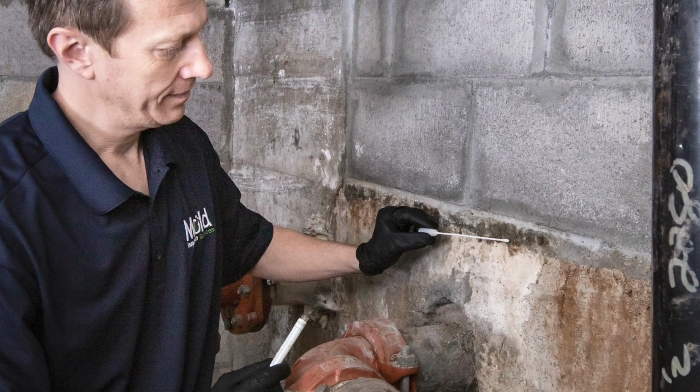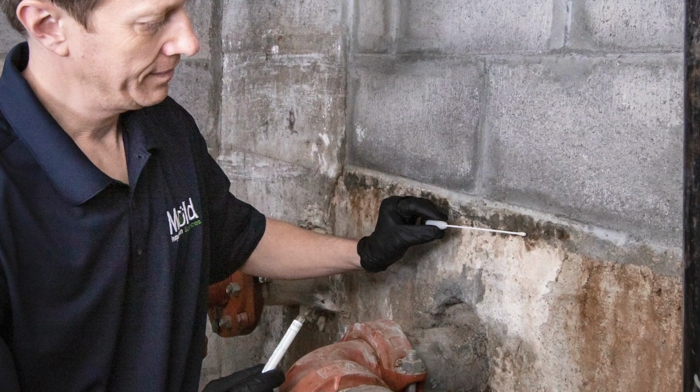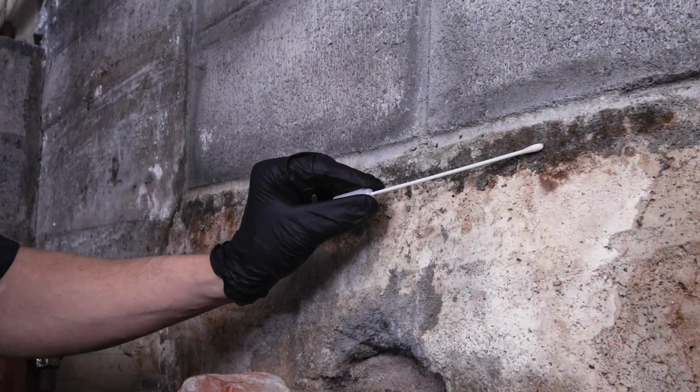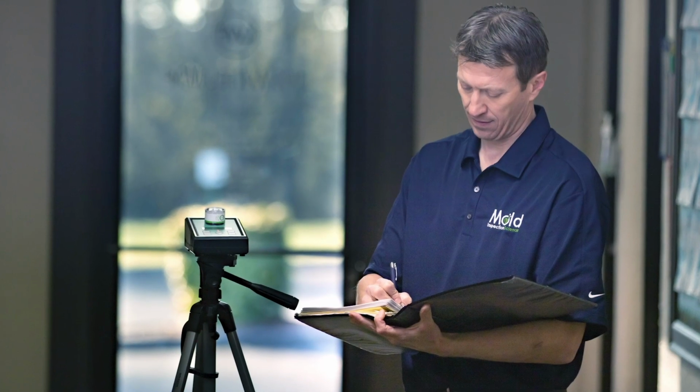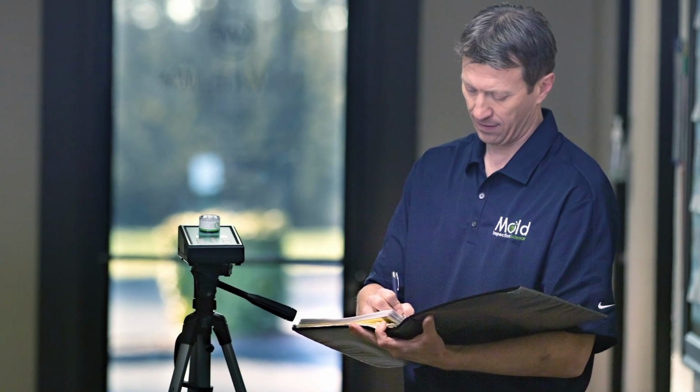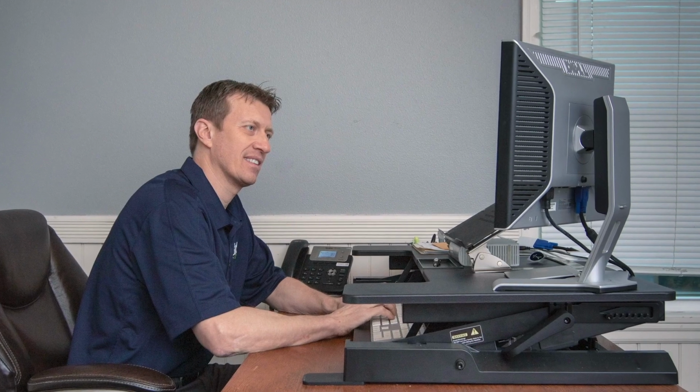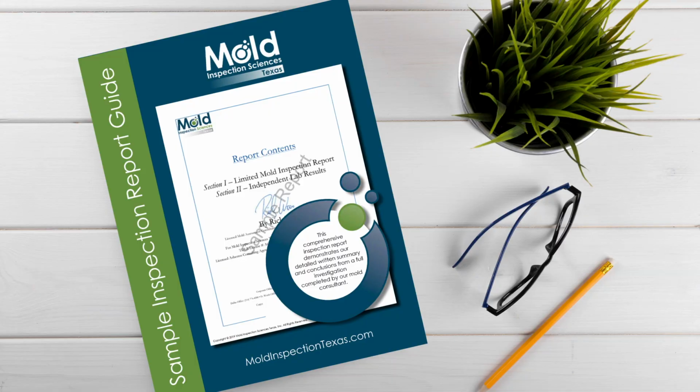A mold inspection also commonly involves the collection of microbial samples that are analyzed by an independent certified laboratory when we discover mold growth conditions during the course of our inspection. Once we receive the lab data back and we perform the data interpretation, we include all that information in what we call the mold inspection report.